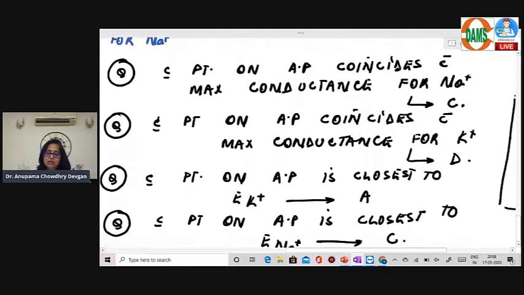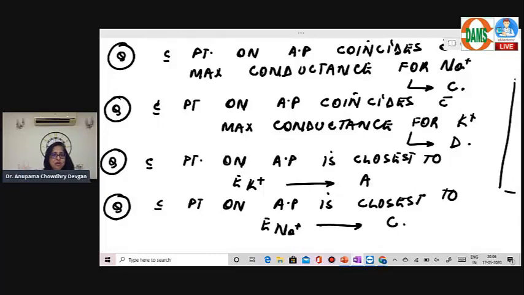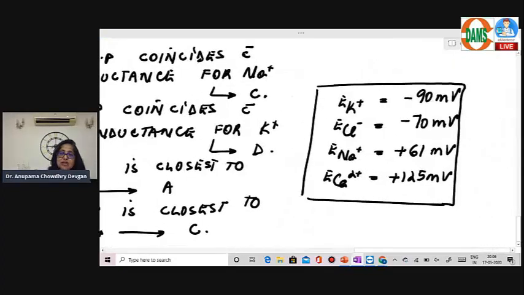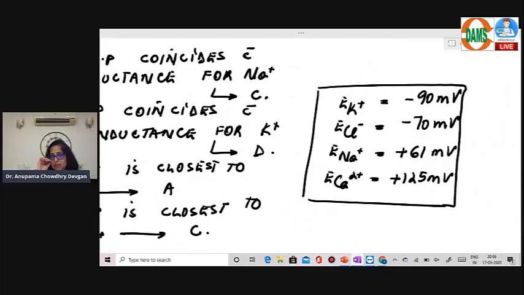These are four extremely important questions. Which point on the action potential coincides with maximum conductance for sodium? C. Maximum conductance for potassium? D. Closest to the equilibrium potential of potassium? A. Closest to the equilibrium potential of sodium is C. Right? What are the equilibrium potentials for normal values? Equilibrium potential for potassium is minus 90, for chloride is minus 70, for sodium is plus 61, calcium is plus 125. Yes? Okay.